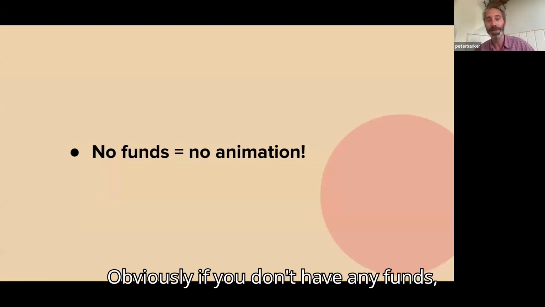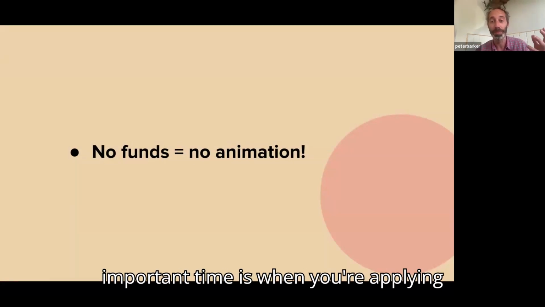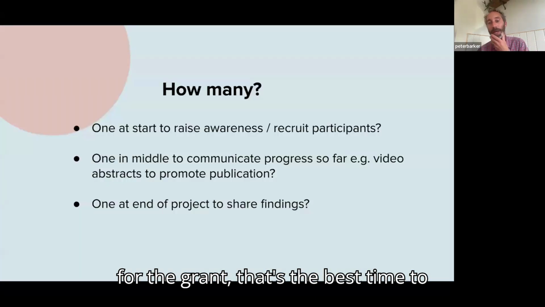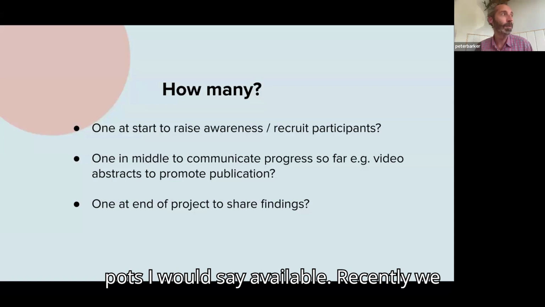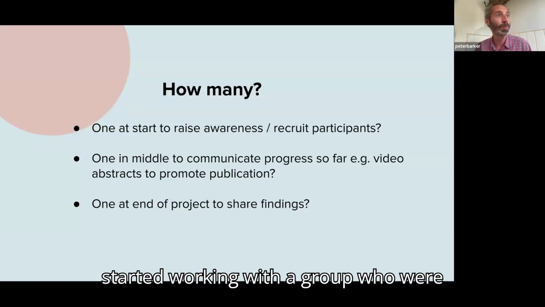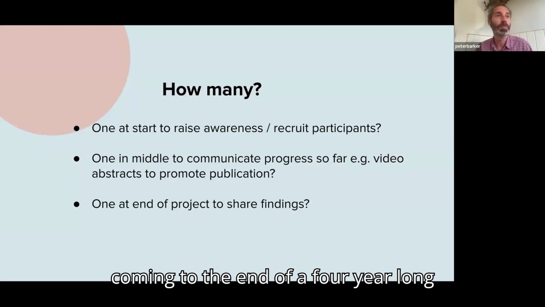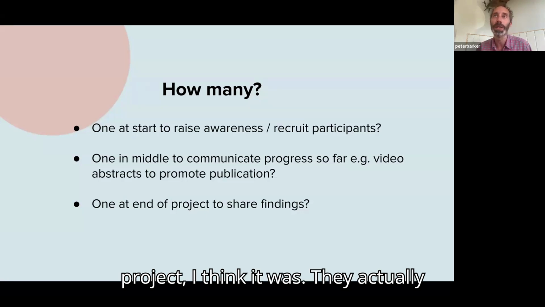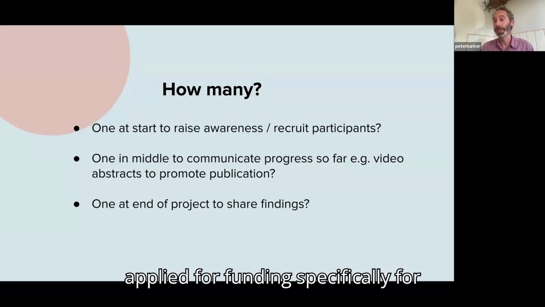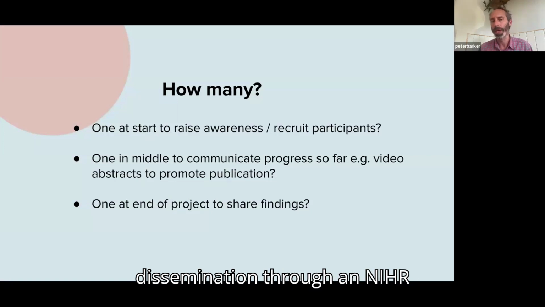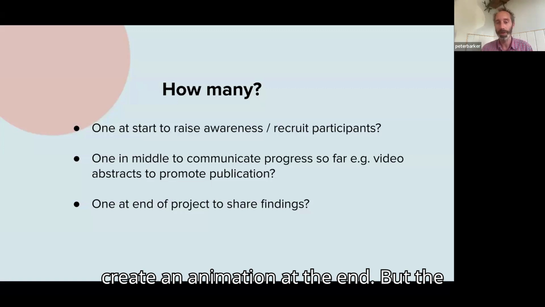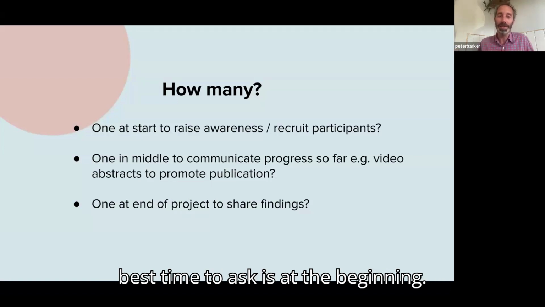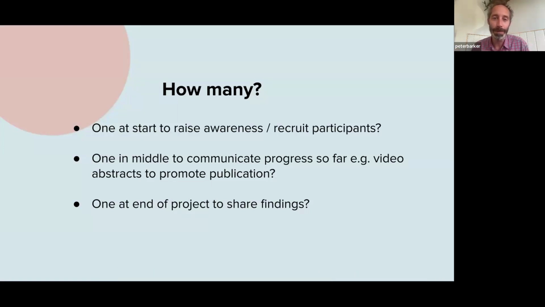Obviously, if you don't have any funds, you can't make the animation. So the important time is when you're applying for the grant. That's the best time to ask for the money, obviously. There are pots, I would say, available. Recently, we started working with a group who were coming to the end of a 4-year-long project, I think it was. They actually applied for funding specifically for dissemination through an NIHR pot of money that enabled them now to create an animation at the end. But the best time to ask is at the beginning.